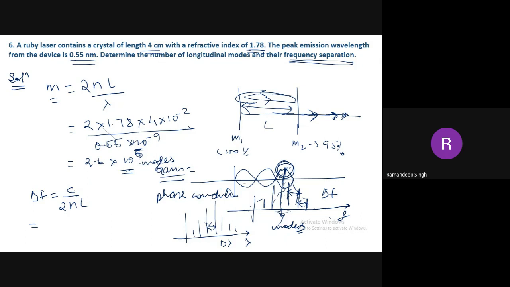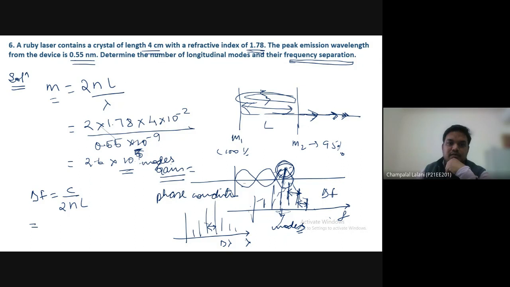For M, it is coming 2.6 into 10 to the power 7, I think. Okay, 10 to the power 5. Maybe I have made some calculation mistakes. I will check it. It may be 2.6 into 10 to the power 7. Okay, thank you.